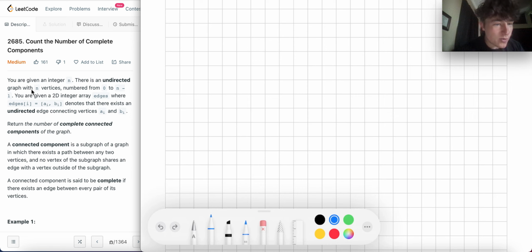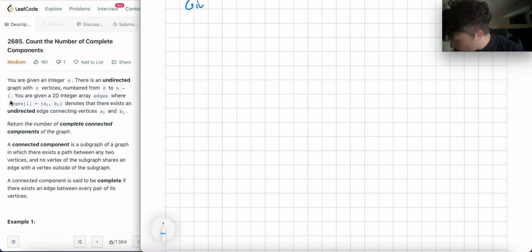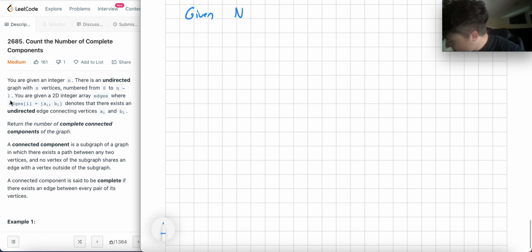Okay, there's an undirected graph with n vertices numbered from 0 to n minus 1. Okay, so might as well just write it down. We are given n vertices. So there's a system with n vertices. A vertex is just a node. So there's n nodes in this system, numbered from 0 to n minus 1.